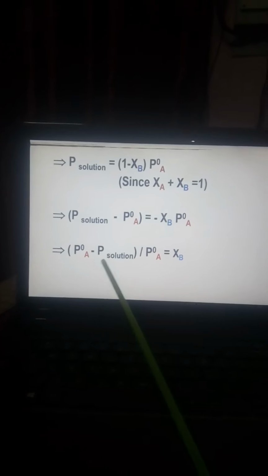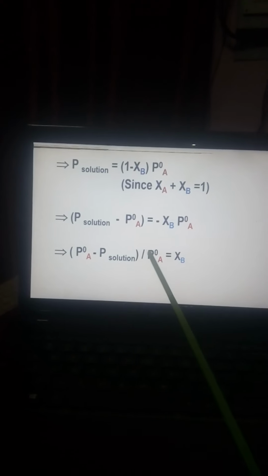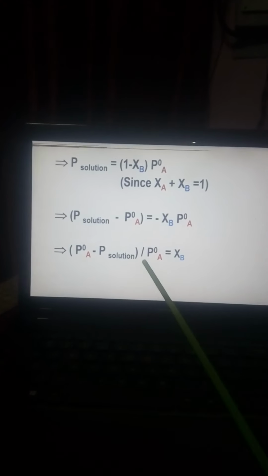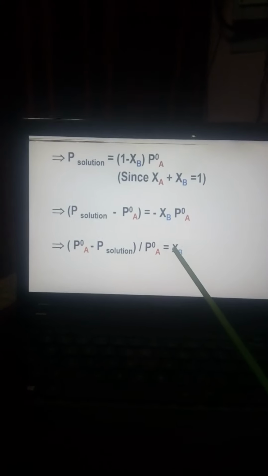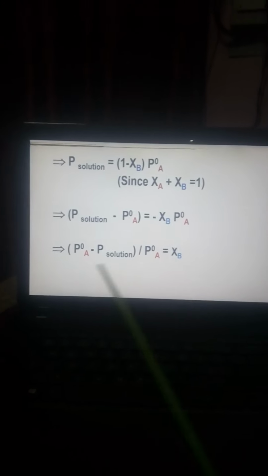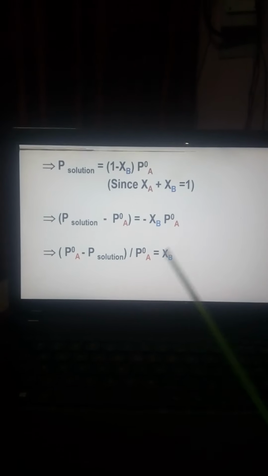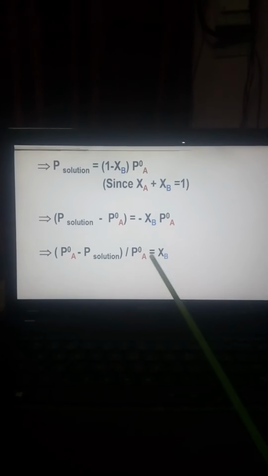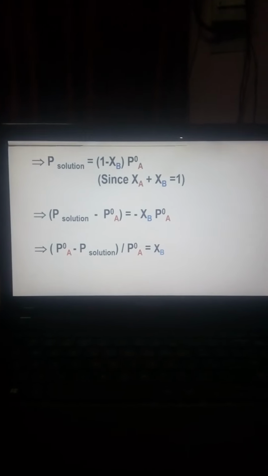So P naught A minus P solution, that is the lowering of vapor pressure, divided by vapor pressure of the solvent in its pure state, we call it the relative lowering of the vapor pressure, and that will be equal to XB, the mole fraction of the solute in the solution. So this is the mathematical statement of Raoult's law. Whenever a non-volatile solute is there in a solution, the relative lowering of vapor pressure is equal to the mole fraction of the solute in the solution.